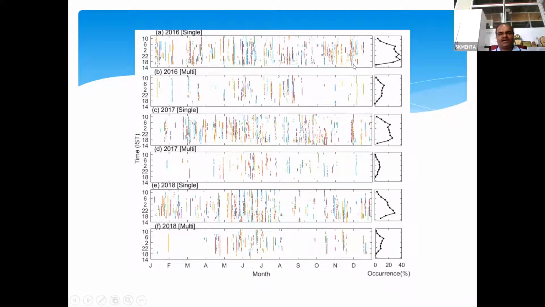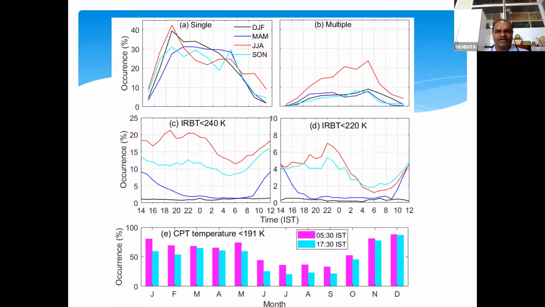For the single cirrus, it is the evening time that has the maximum occurrence, whereas for the multiple cirrus, it is the morning time. So we tried to understand what the cause is. We don't have other datasets to conclude that, so we thought about whether convection is playing a role or whether freeze drying is playing a role. We had the temperature observations during morning and evening time, and that's what we plotted here, and then we took the deep convection to see whether it plays that role.